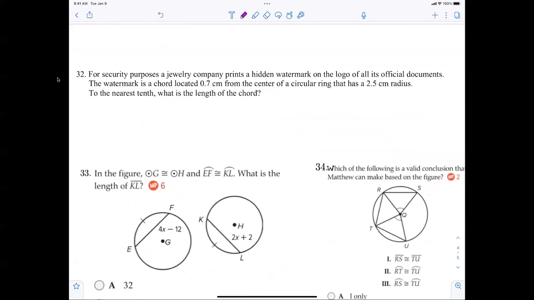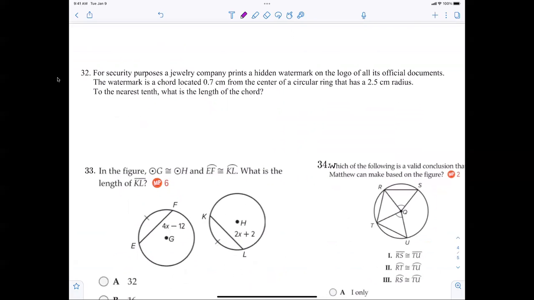Okay, let's do 32. Let's do the ones at the end. Those are always a little bit trickier. So I want to help you with those. So let's take a look at 32. Try to do that. I'm going to pause. I want everybody to take a minute.